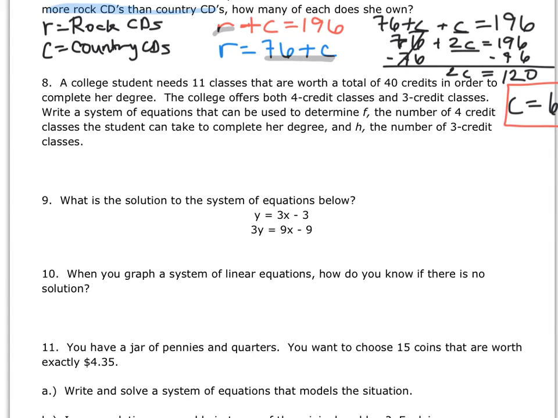So, first I read, what's the total number of classes she needs? 11. So I could say F, that's the number of 4-credit classes, plus H, that's the number of 3-credit classes, equals what? Well, that's 40 credits. We're talking about what right now? The number of classes, right? That equals 11.